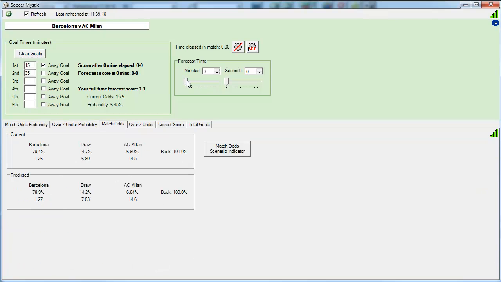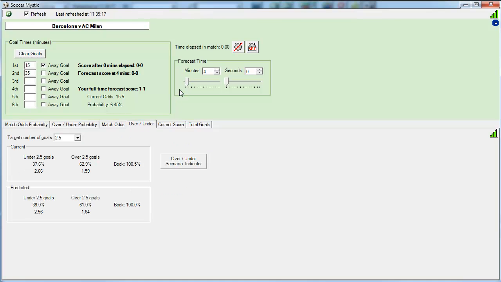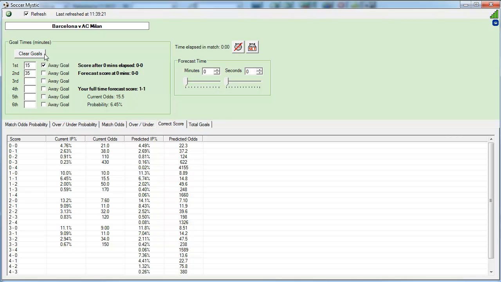You can also use the counter up here to wind the odds backwards and forwards, which will show you how the odds move during the match. And that applies to match odds and over and under. But we also have the correct score market.